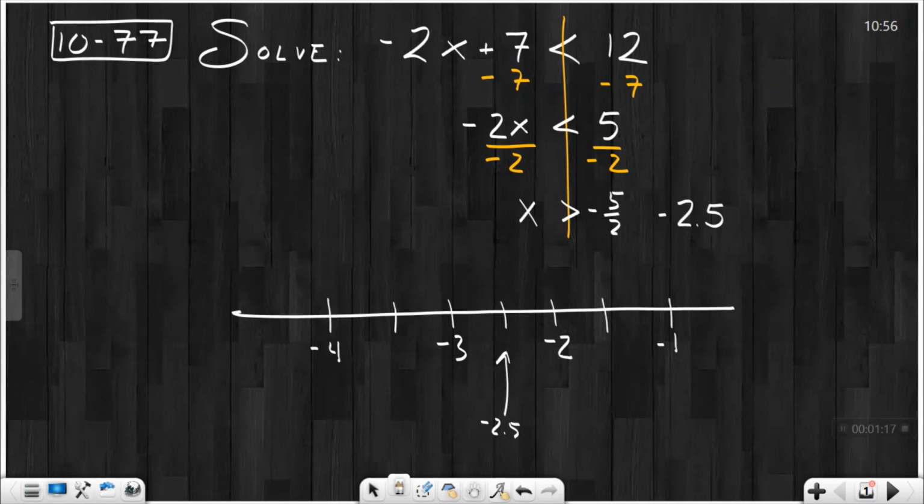And what type of circle am I going to be putting? Well, I'm going to be putting an open reference point because it cannot equal, so I'm going to put that right there. And which way am I shading? Well, x is greater than, and so that's everything to this side over here, and I'd be shading that direction and get myself a nice little arrow. All right, so that's how I do a linear inequality.